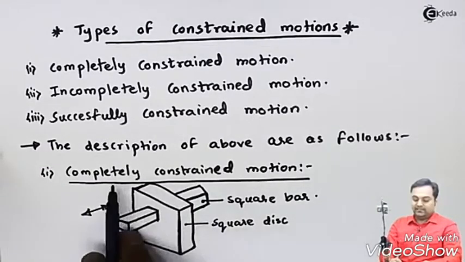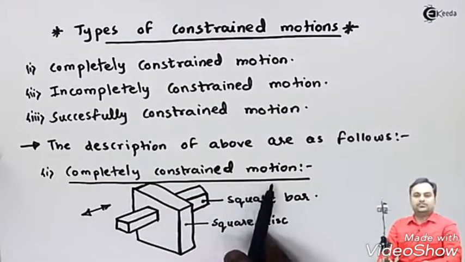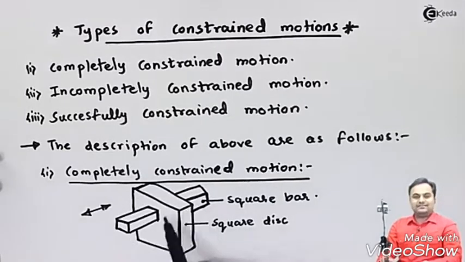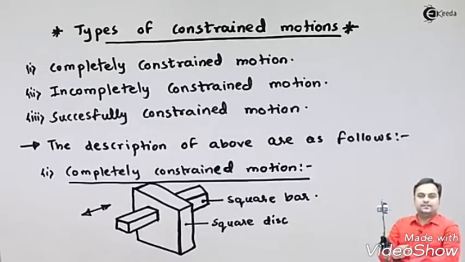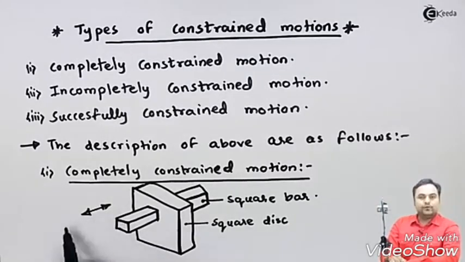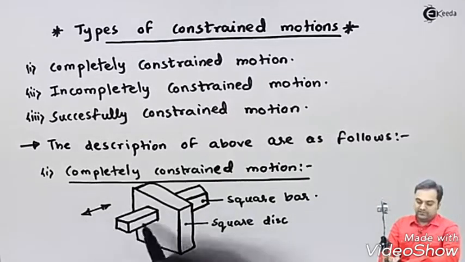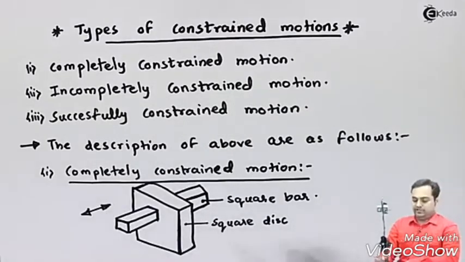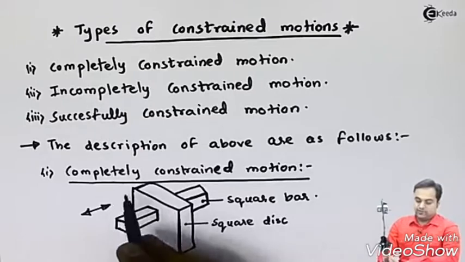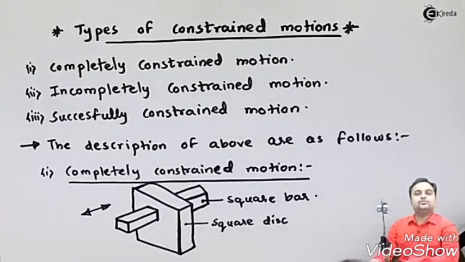So we can say that here the motion is completely constrained, because only translation is there. Because if we try to rotate, this square bar will not rotate inside a square disc. It will only reciprocate. So whatever is the direction of applied force, the square bar will only reciprocate inside the square disc, and so the motion is completely constrained motion. This we have understood with a diagram.